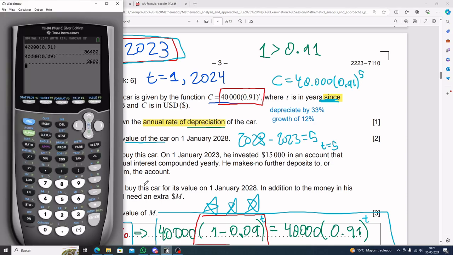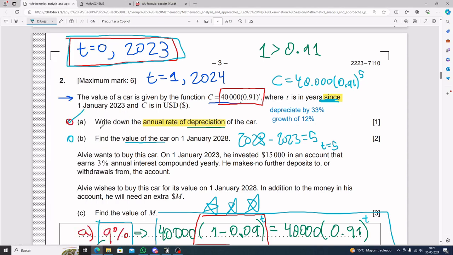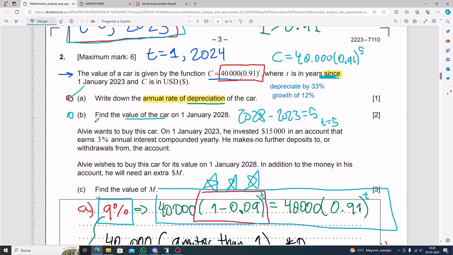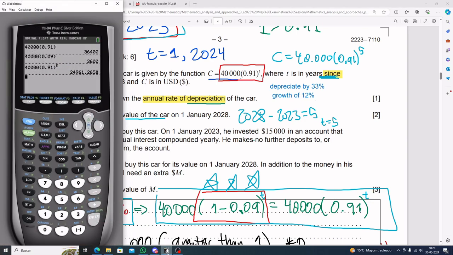And so let me show that on the calculator real quick. So 40,000 parentheses 0.91 to the power of 5. So bada bim, bada boom, there is the value that I'm looking for. See? And so for part B, the value of the car ends up being 24,961.2858.